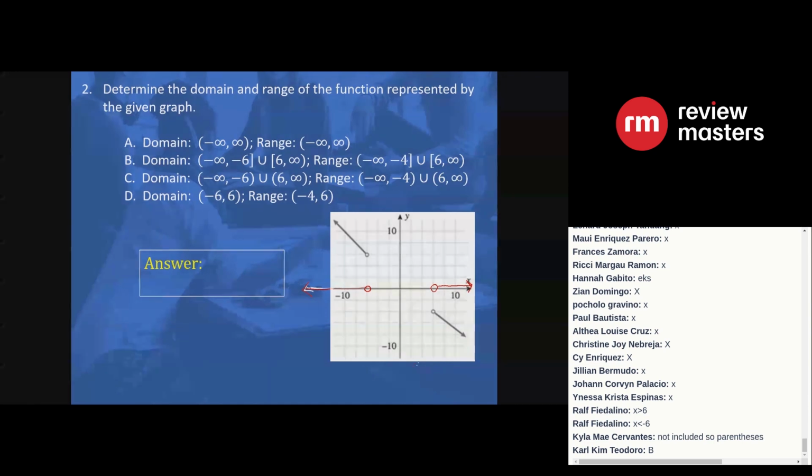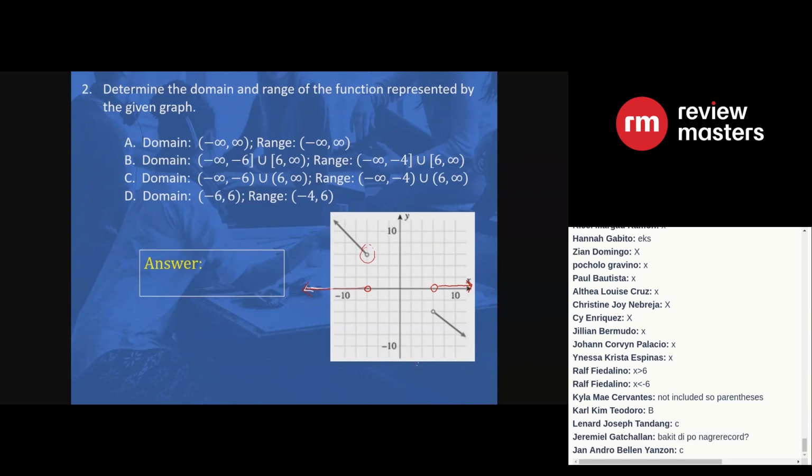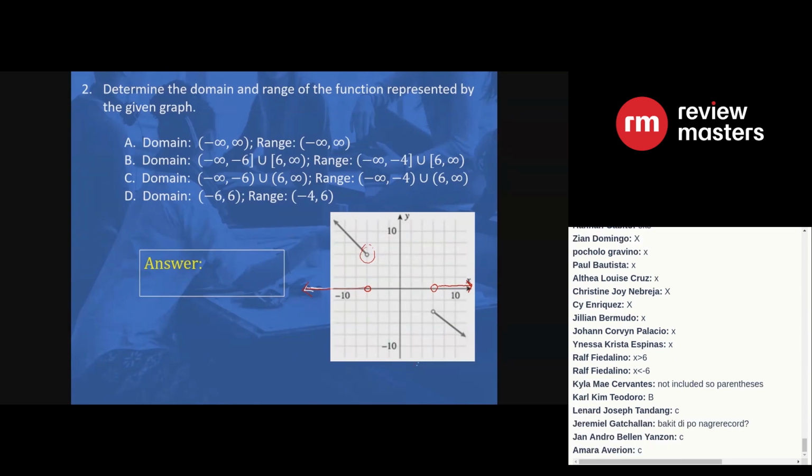So medyo ang candidate natin ay letter C, kasi siya lang yung negative infinity to -6 yung domain, excluding -6. We exclude -6 because take note, here in our graph, we have a hollow circle. That means that point is not part of the graph. So -6 is not included in the domain. And also here, hindi natin sinama si +6 because we have a hollow circle at +6. So our function is not defined at +6.